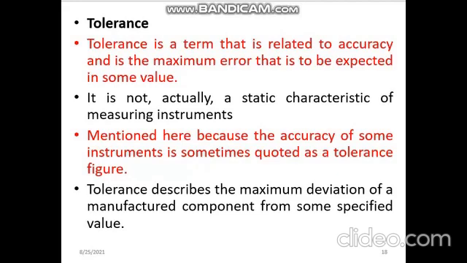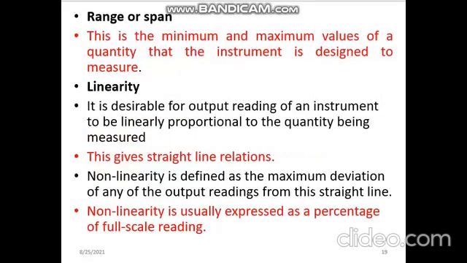But the tolerance is a dynamic characteristic. And as I have said, the tolerance is the maximum deviation of the manufactured component from the specified value. That is to tell you that whatever you measure from this, the error cannot be more than 1% or 0.5%. So it is giving you the accuracy, and of course, this is what we call the tolerance at the same time. Now, the next thing is the range or the span of any measuring instrument.